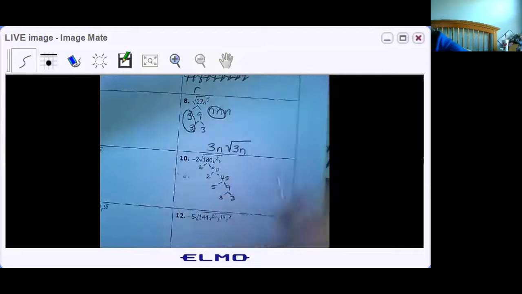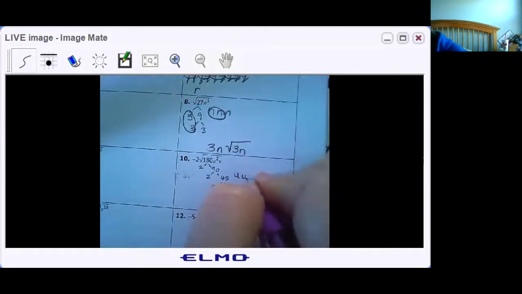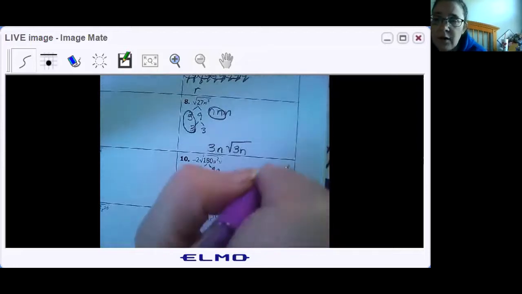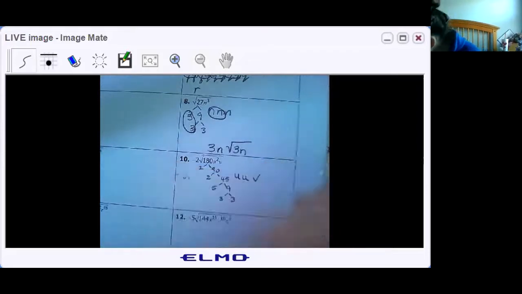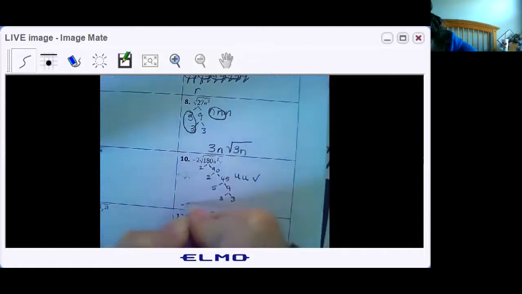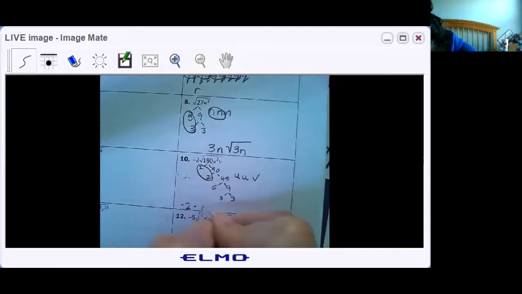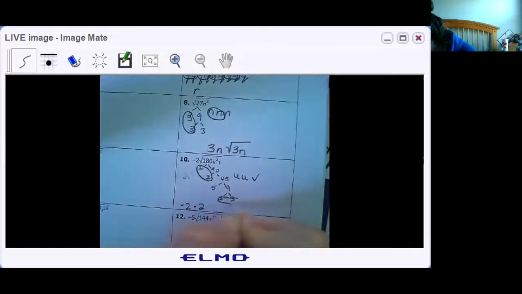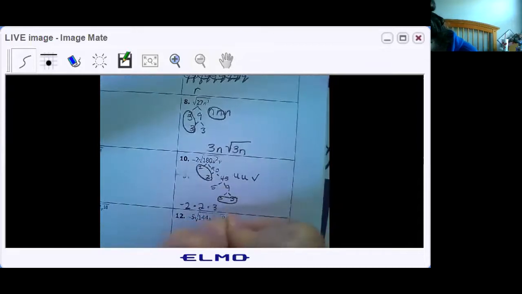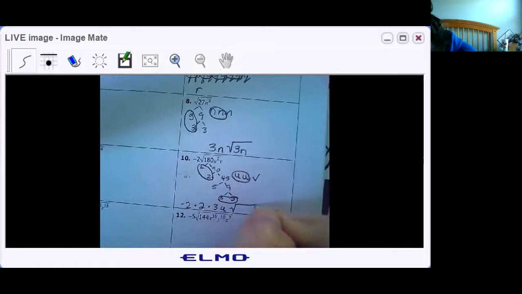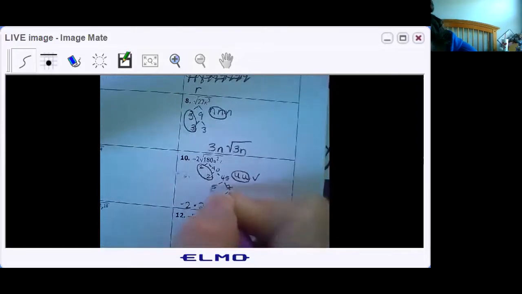Then I have u squared and v. And I'm taking the square root of all of that, so I'm looking for matching pairs of factors. I write down my -2 I already have on the outside. I have a pair of 2s. I have a pair of 3s. And I have a pair of u's. Then everything else goes under the square root. So I have a 5 and a v.